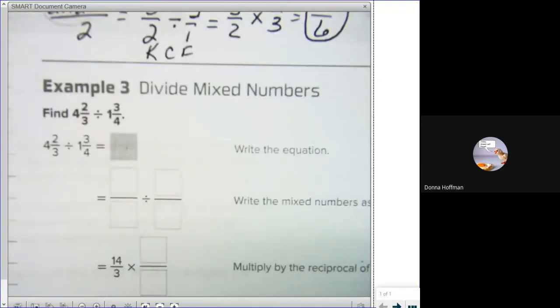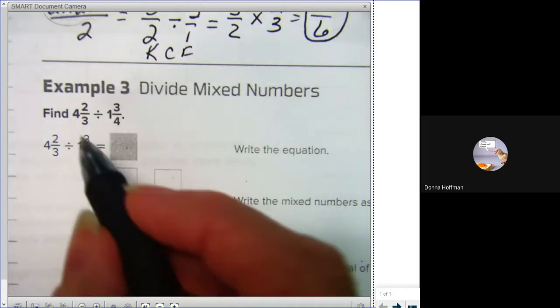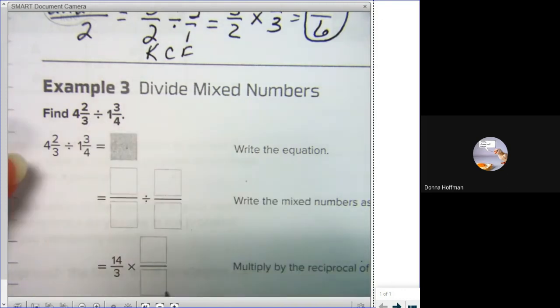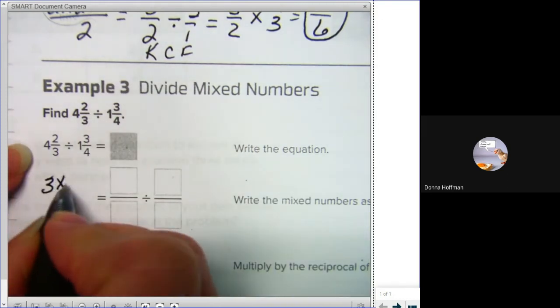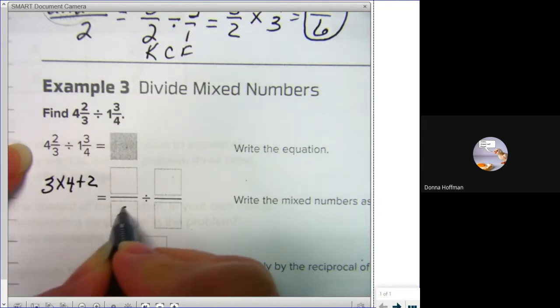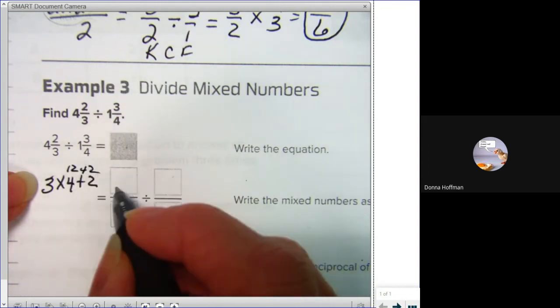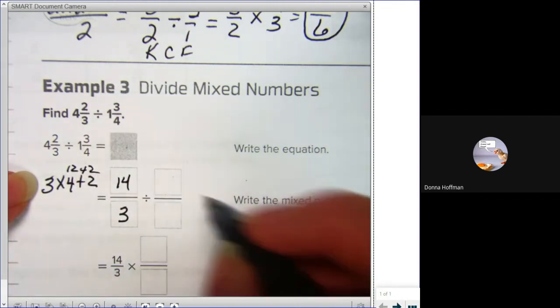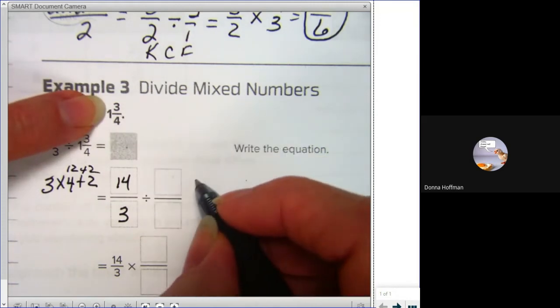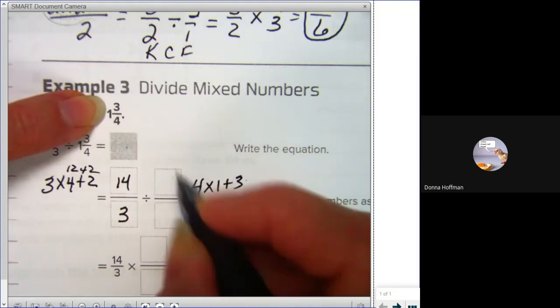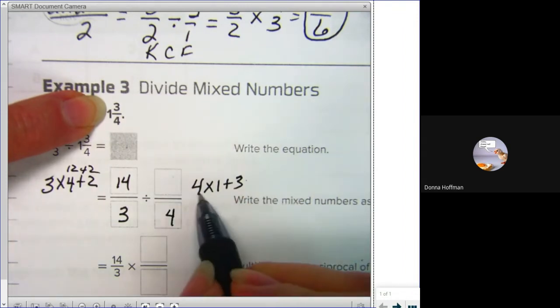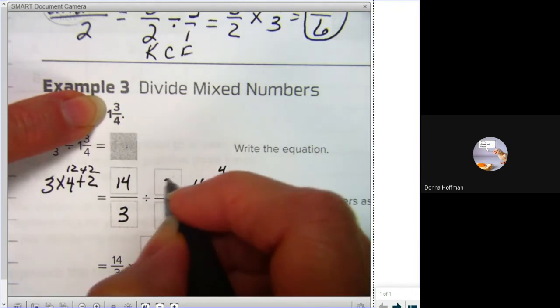Okay. Now we're getting into dividing a mixed number by a mixed number. You have to do bottom up and convert that for both the dividend and the divisor. So 4 2/3 is going to be 3 times 4 plus 2, and of course my denominator stays the same. So 3 times 4 is 12 plus 2, that would be 14. And then for this mixed number, it's going to be 4 times 1 plus 3, and the denominator stays the same. So 4 times 1 is 4 plus 3. It's going to be 7.